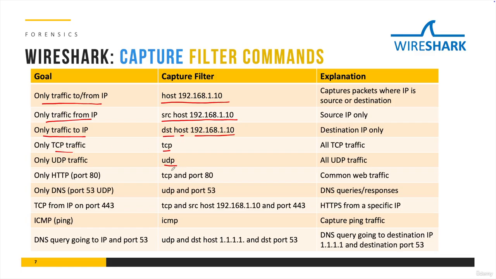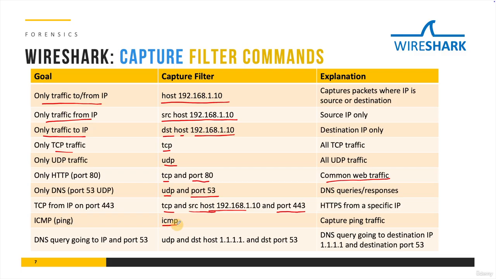And then obviously you can combine, for example, TCP traffic going to port 80 for web traffic. So this is common web traffic. And then only DNS, again, you'll be using UDP and port 53. Then TCP originating from a source host, so you can use tcp and src host this IP address and port 443. So port 443 means either coming from port 443 or going to port 443.